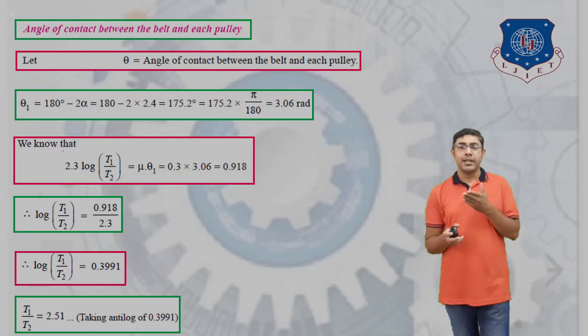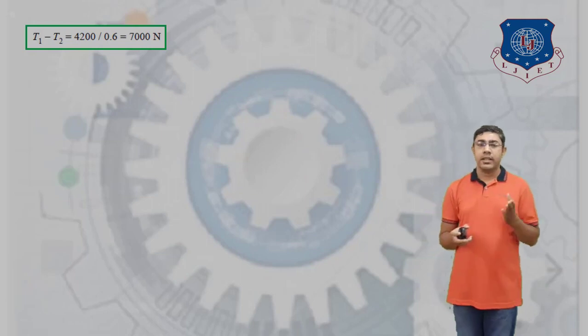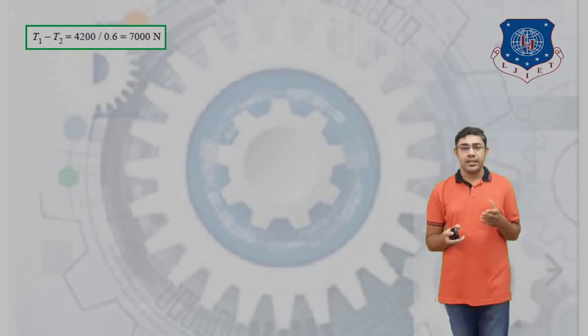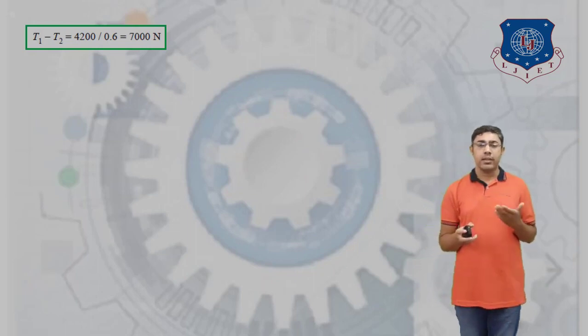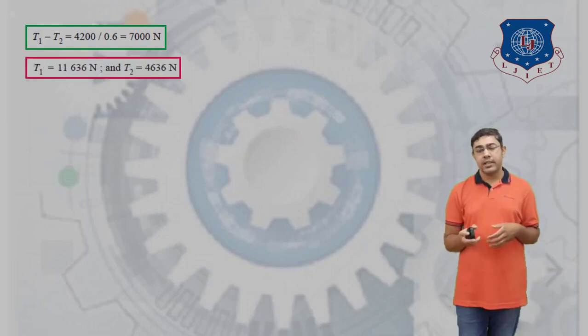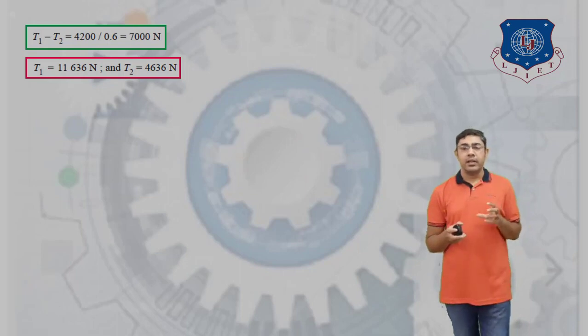T1 minus T2 is equal to 7,000 newtons, that we derived in the previous slide. So I recall this value, T1 minus T2 = 7,000 newtons, and the ratio T1/T2 is 2.51. So we have two equations and two unknowns, T1 and T2. By solving these two equations, we get T1 = 11,636 newtons and T2 = 4,636 newtons. So here we get the values of T1 and T2.